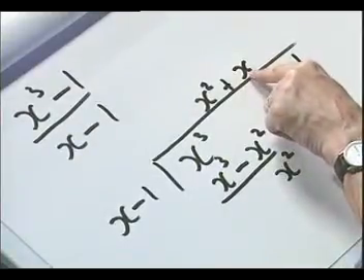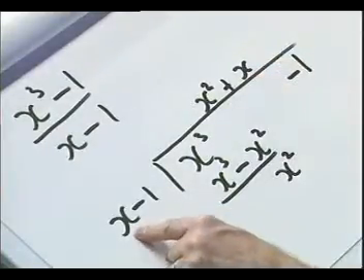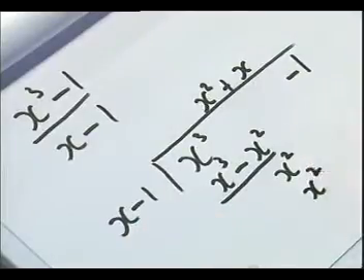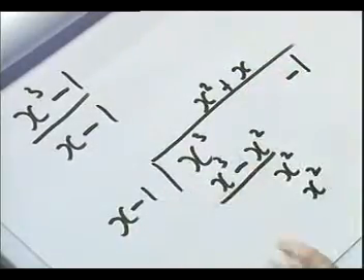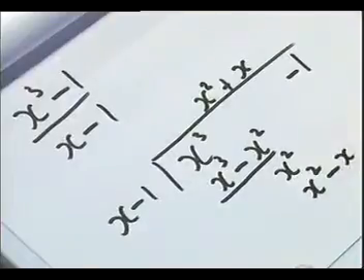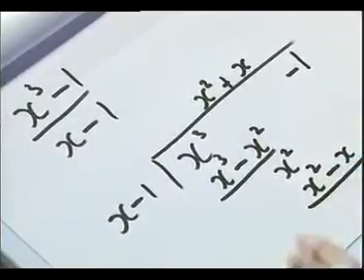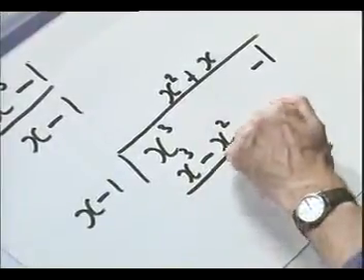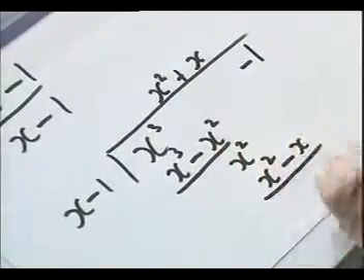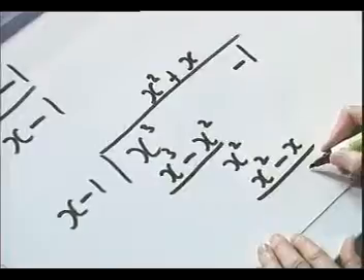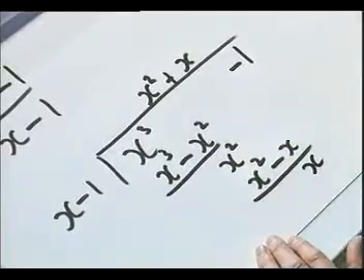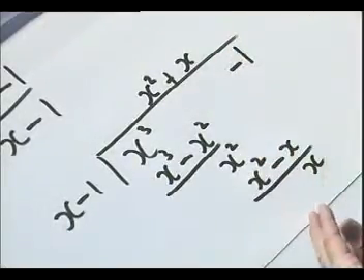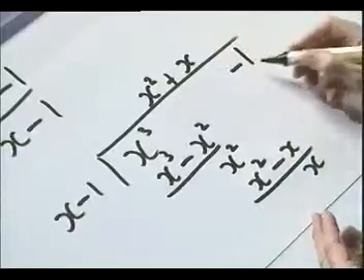Let's do the multiplication. X times x is x squared. X times minus 1 is minus x. Do the subtraction. X squared take away x squared is nothing. Nothing take away minus x. It's minus minus x. That gives us plus x. Bring down the next term. We have got a term here to bring down.